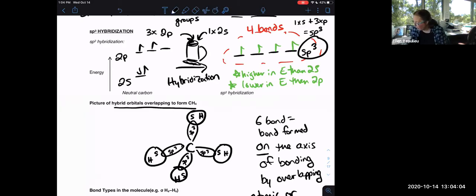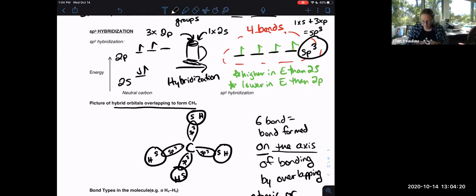Sigma bonds are on the axis of bonding. This is kind of important because sigma bonds have a unique property. They can freely rotate. So I'm going to build a molecule.